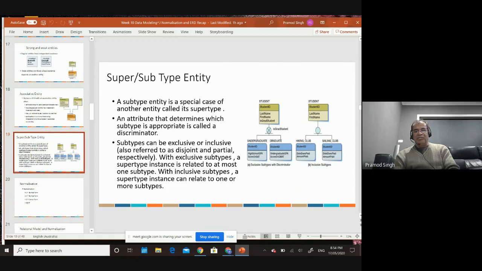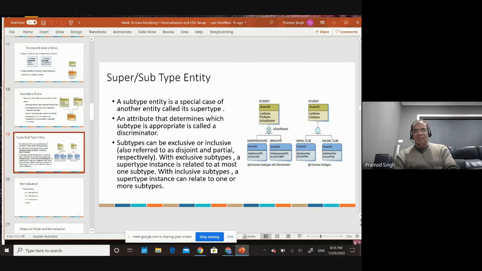But on the left hand side, you can see a student can go to either undergraduate or graduate. They can't go in both. So that becomes the exclusive. The exclusive is very specific to one group, but inclusive can go to any group a number of times.